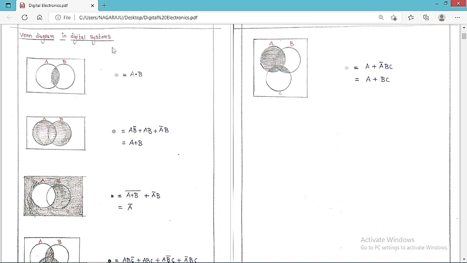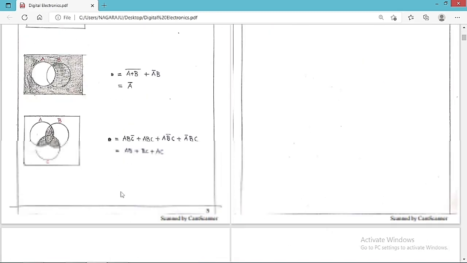So Venn diagrams in digital systems: this is called A dot B, A into B. And this is what I told you, A into B bar plus A into B plus A bar into B. Here I only told you this area is called B into A bar, and this is called A or B bar. Then we are going to get simply A bar.